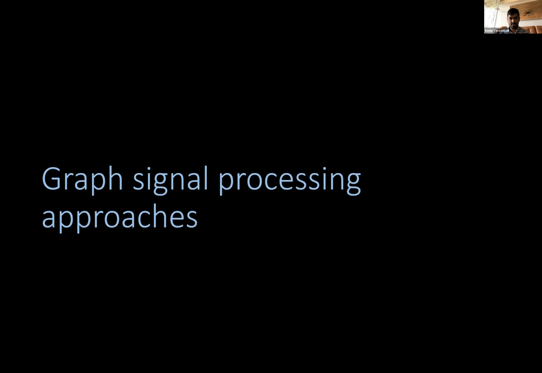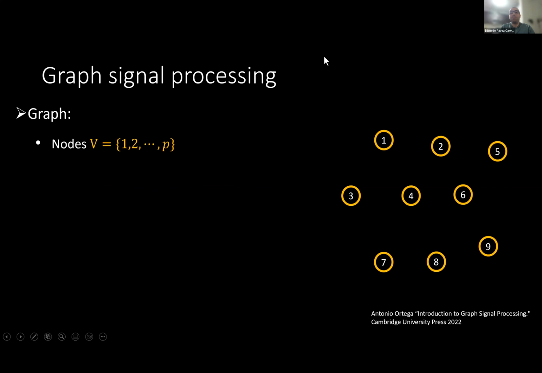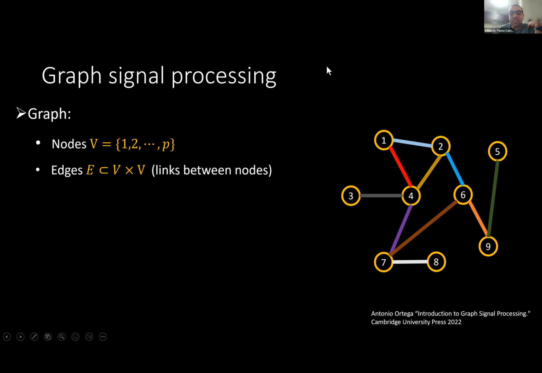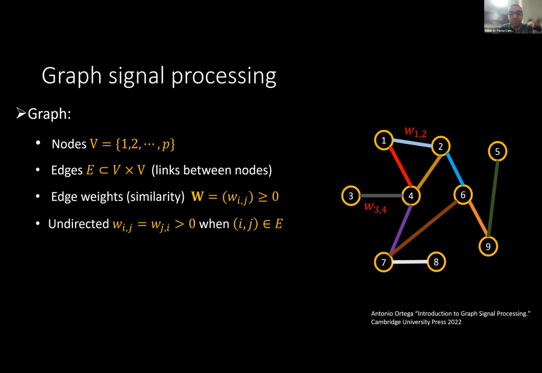Let me just talk a little bit about the graph signal processing techniques for compression that exist out there. So first, let's introduce a graph. A graph is a set of nodes. Here they're represented by yellow circles. The edges of the graph are connections between these nodes, represented by these colored lines. And edge weights represent the strength of the connections. Okay. And I'll consider just undirected graphs. Basically, the matrix of weights is symmetric.